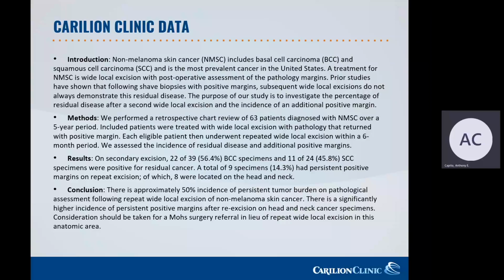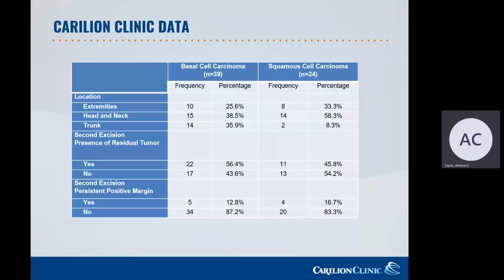And what's interesting, when we went back for the repeat excision, 15%, and these were mainly in the head and neck, had a second positive margin. So in our conclusion for the head and neck region, if you've had one positive margin and did one re-excision, if there's still a positive margin, you should probably refer them to a Mohs surgeon to ensure complete removal.